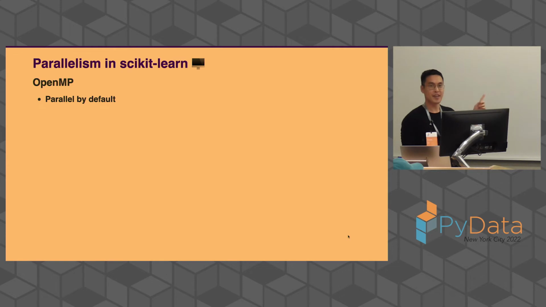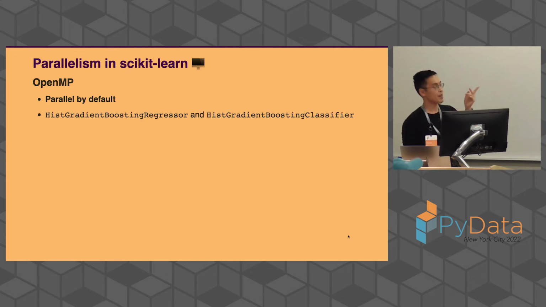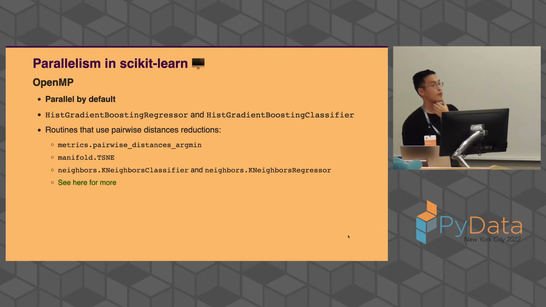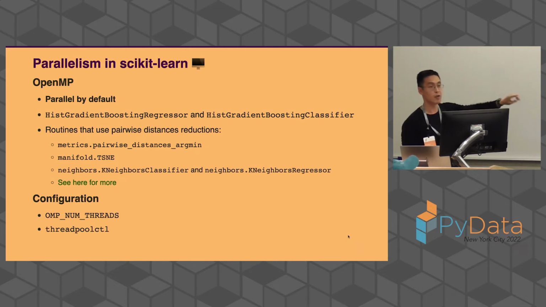Okay, we covered OpenMP as well. Scikit-learn has OpenMP, which is parallel by default. I want to highlight histogram gradient boosting, which is scikit-learn's GBM implementation. It uses OpenMP. Recently, we have pairwise distance reductions that use OpenMP by default, and many estimators and machine learning models use this. So there's t-SNE, there's k-neighbors, there's a lot. And the way you configure this, since it's OpenMP based, is OMP_NUM_THREADS or threadpoolctl.